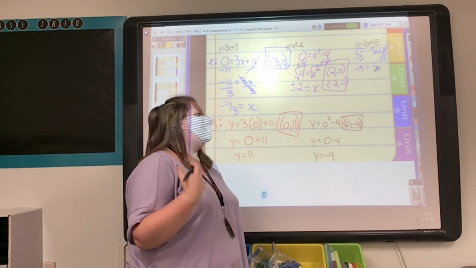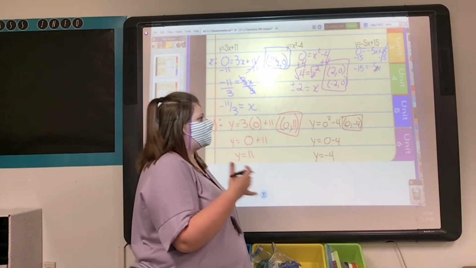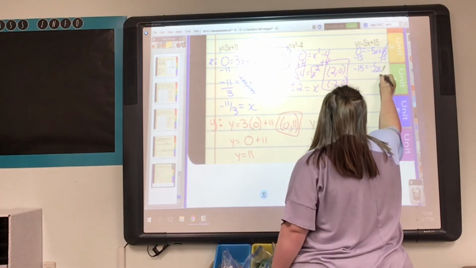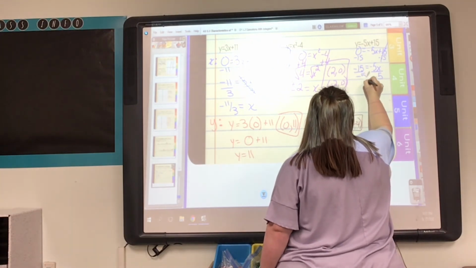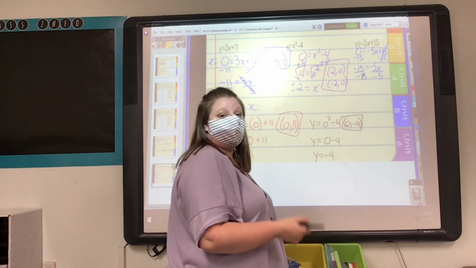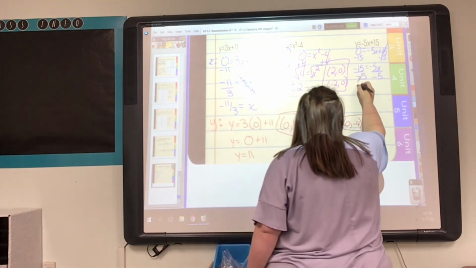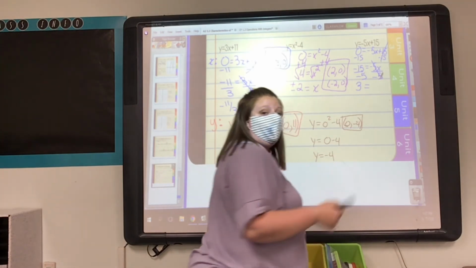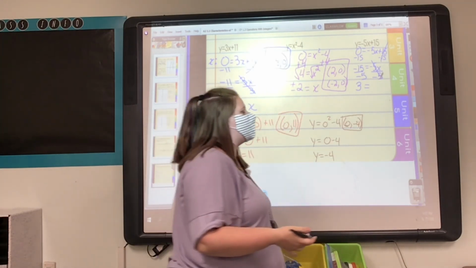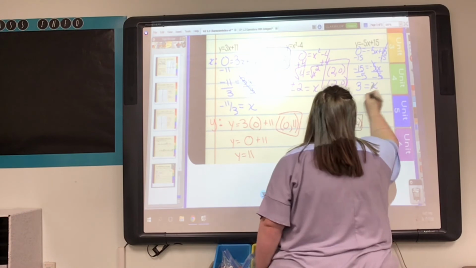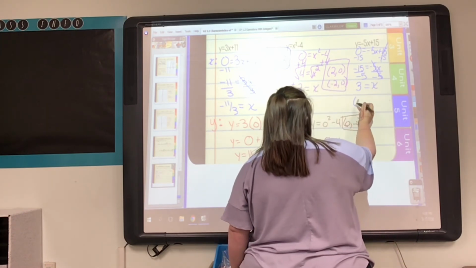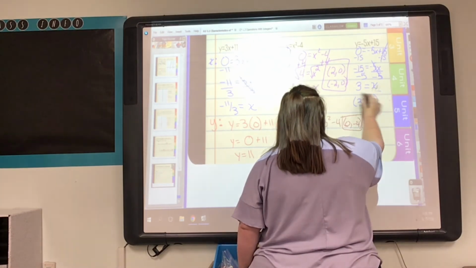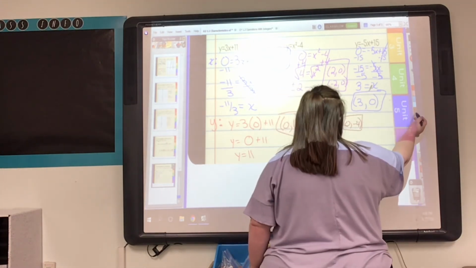Next, we need to get rid of the multiplication. So we have negative 5 times x. To get rid of that, we need to divide both sides by negative 5. When we do that, negative 15 divided by negative 5 is positive 3. Negative 5 divided by negative 5 is 1, so those would cancel out, leaving us with just x. So when we write the x-intercept, our x value is 3, our y value is 0. So that would be our x-intercept, 3, 0.